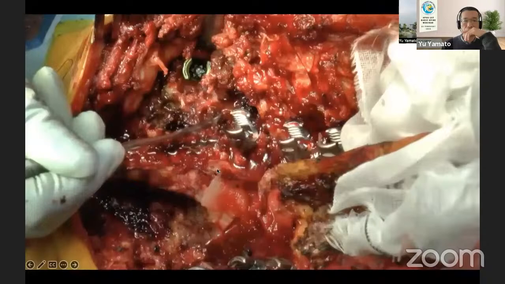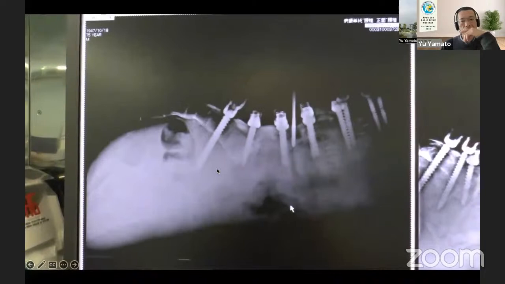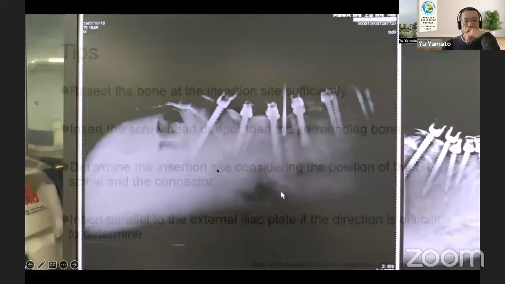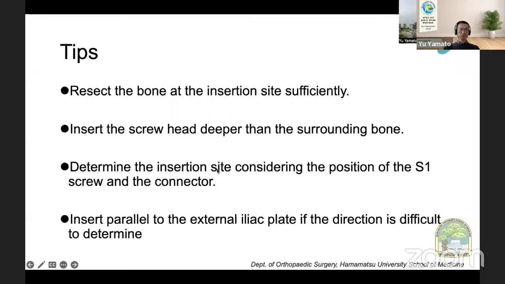A lateral X-ray image confirms the screw is perpendicular to the sacrum. The tip of the iliac screw should reach the bone at the insertion site sufficiently. Insert the screw head deeper than the surrounding bone. Determine the insertion site considering the position of the S1 screw and connectors.